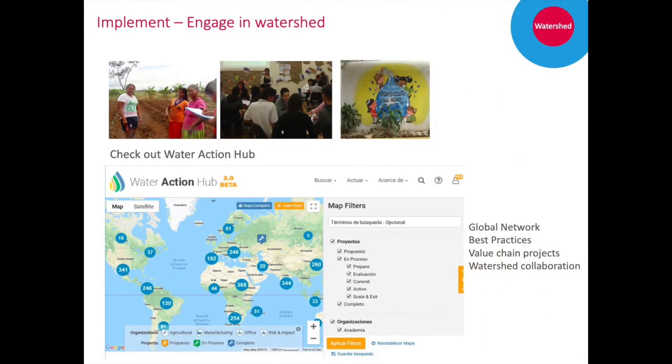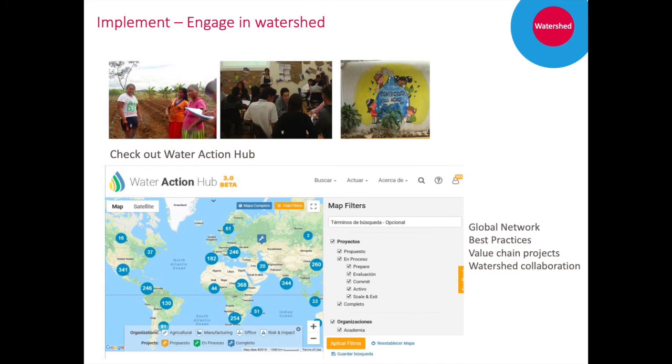So these were just two examples. There are many, many more out there, and a lot of them are also captured and shared on the Water Action Hub platform, also related to working collectively on a watershed level. I just encourage you to check out the platform. There are literally water projects all over the globe on different topics, and we don't want to reinvent the wheel. So check it out, get inspired, share, connect, exchange. It's really a powerful platform.